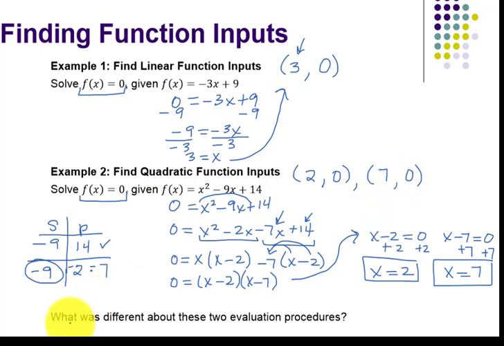So if we ask what was different about these two evaluation procedures? Well, the first example was linear, so we could just solve for x. But the second example was quadratic. It had this power of 2, so we had to use factoring.